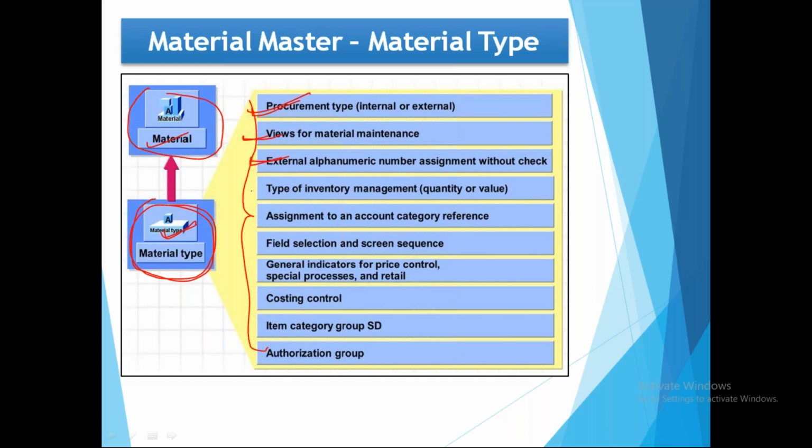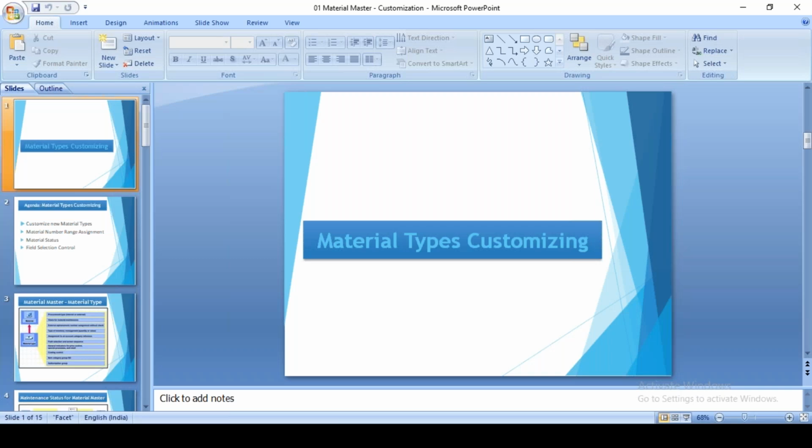And a type of inventory management, whether quantity wise or value wise it has to be updated or not, and assignment of an account category reference. Field selection and screen sequence, this we will discuss, and other things. So all these things are controlled by this material type. So whenever we are creating a material, I'll log on to the system.